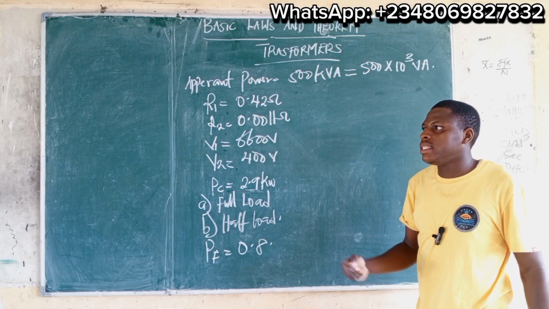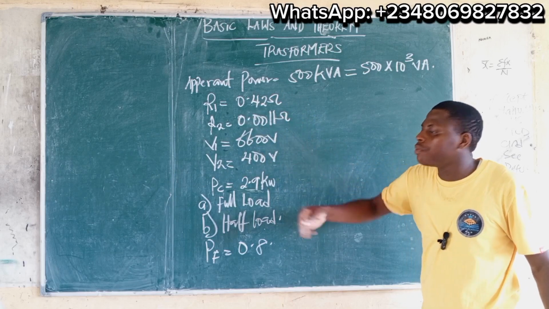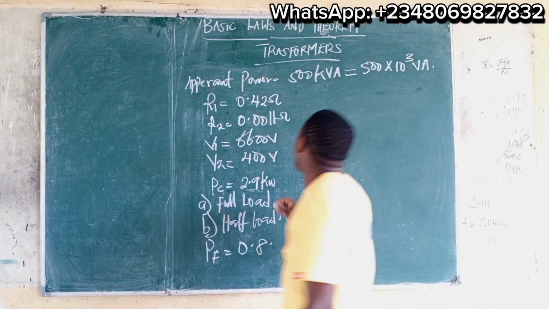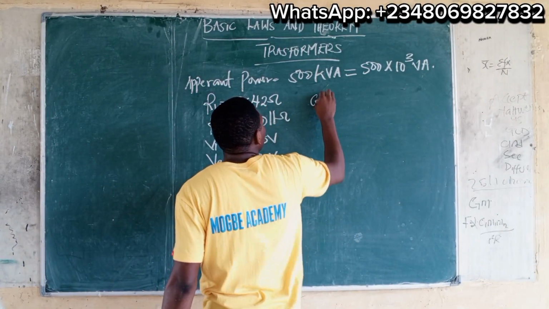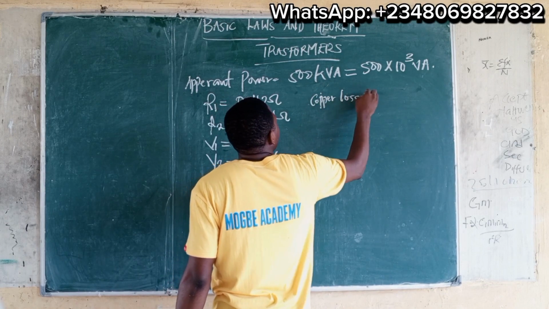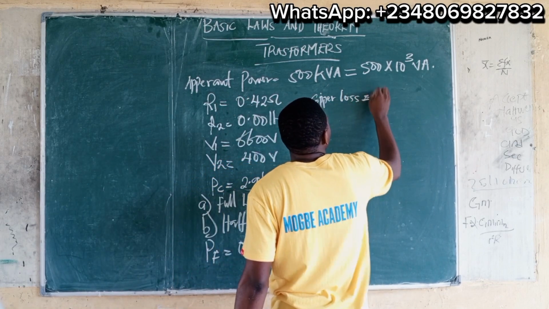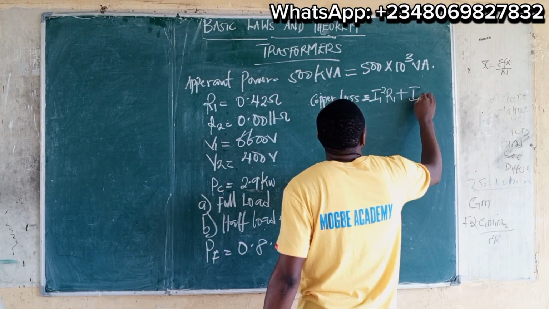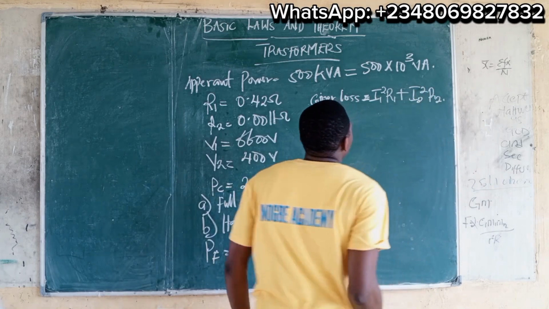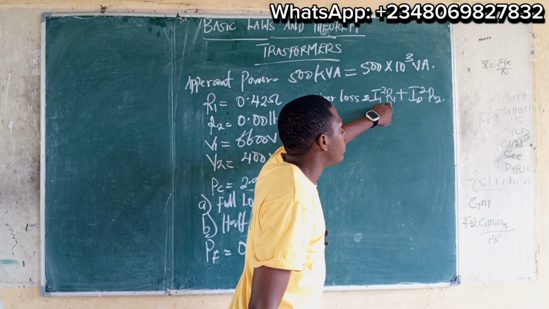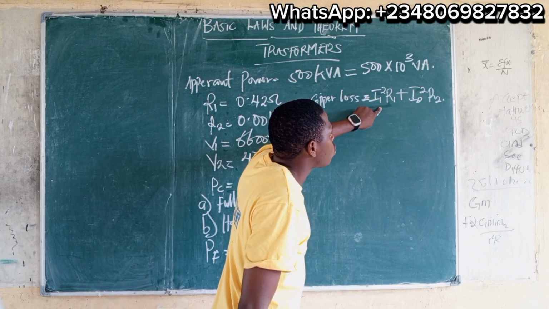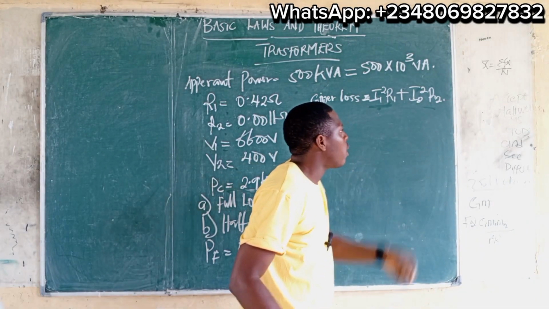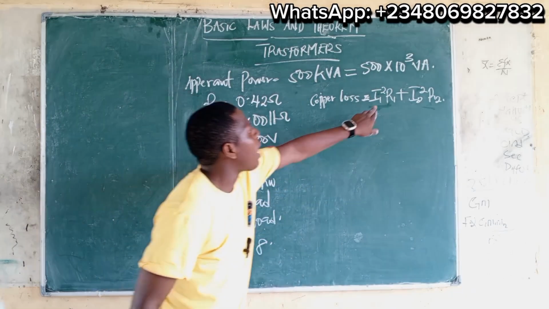Now, looking at all our parameters, something is missing: current is missing. Why is current missing? We know that copper loss is equal to I1 squared R1 plus I2 squared R2, where I1 squared R1 is your primary copper loss, while I2 squared R2 is your secondary copper loss.